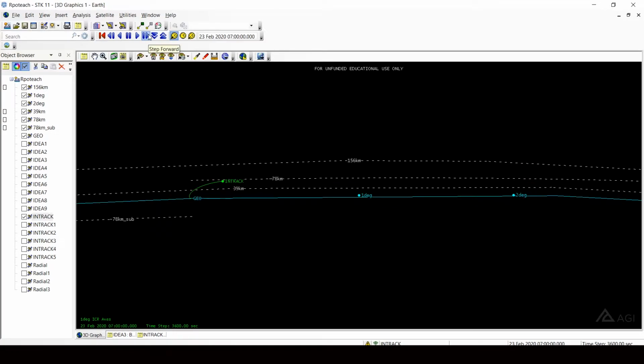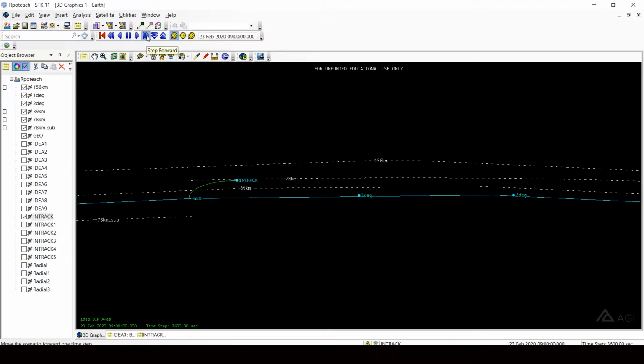I hit my apogee point, and now I'm going to burn again to raise my semi-major axis from this 39 kilometer point to 78 kilometers. Because I'm at apogee and I'm on that line already, this is going to raise my point of perigee, also 78 kilometers, to this point, and I will now be in a circular orbit.